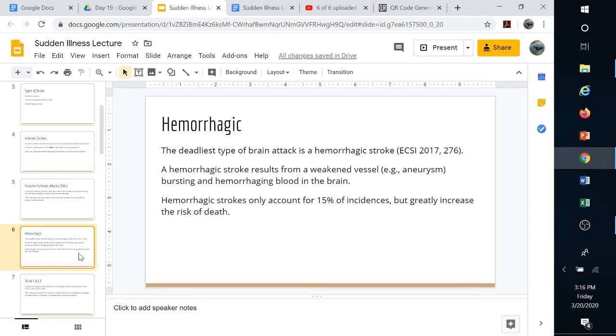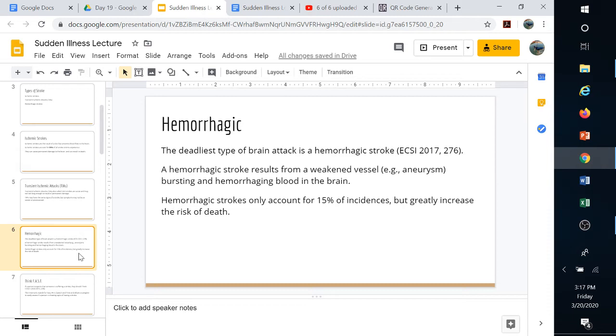And depending on how large the vessel is, it could be supplying a large percentage of the brain with oxygen. So a lot of people get aneurysms confused with hemorrhagic stroke, and they are related.